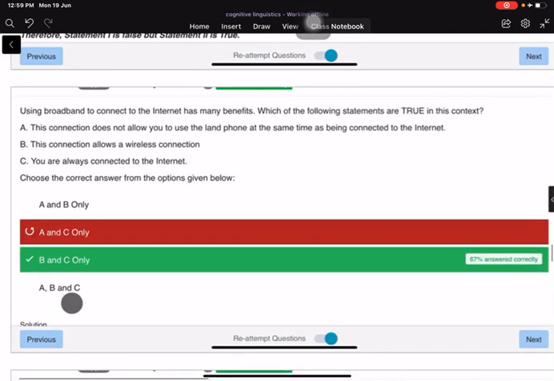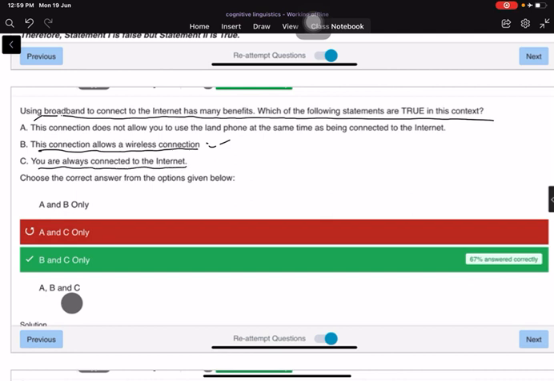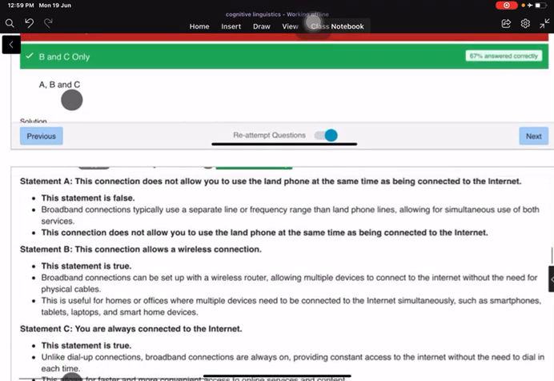Okay. Now, using broadband to connect to the internet has many benefits. Which of the following statements are true in this context? So this connection allows a wireless connection, correct? You are always connected to the internet, correct? And "this connection does not allow you to use the land phone at the same time as being connected to the internet" is not correct. You can be connected to the internet at the time when you are using the land phone. So that's not correct.